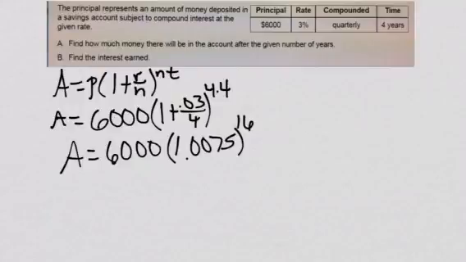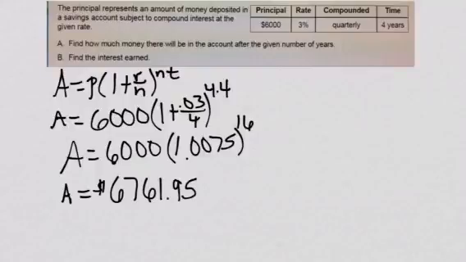So 1.0075 raised to the 16th power, and then don't even clear it from your calculator. Just go ahead and immediately hit times and punch in that 6,000. And then again, make sure you round to the nearest cent. So we get A equals $6,761.95. So that's our future value amount.